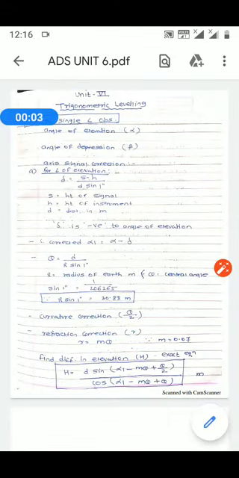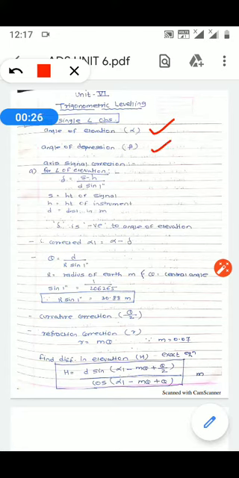Hello friends, in today's session we are going to discuss some numericals on trigonometric leveling. In that, first case is by the single observation method. Now we have two cases, that is for the angle of elevation and for the angle of depression. For angle of elevation we can note it as alpha, and for angle of depression we can note it as beta.